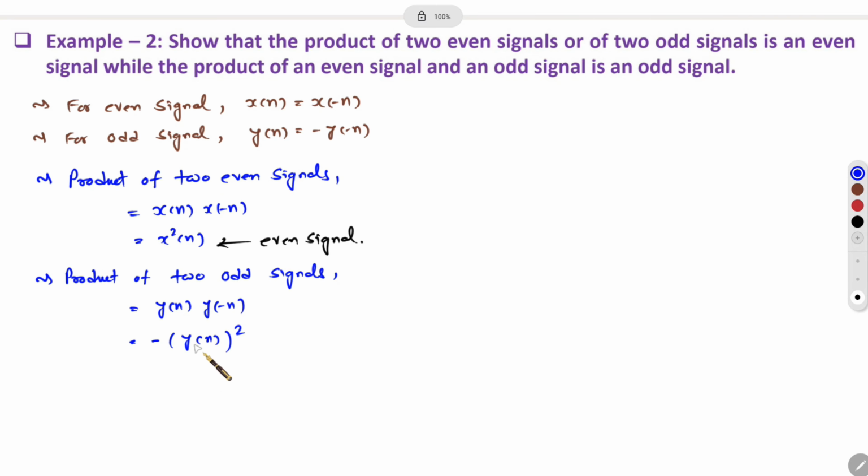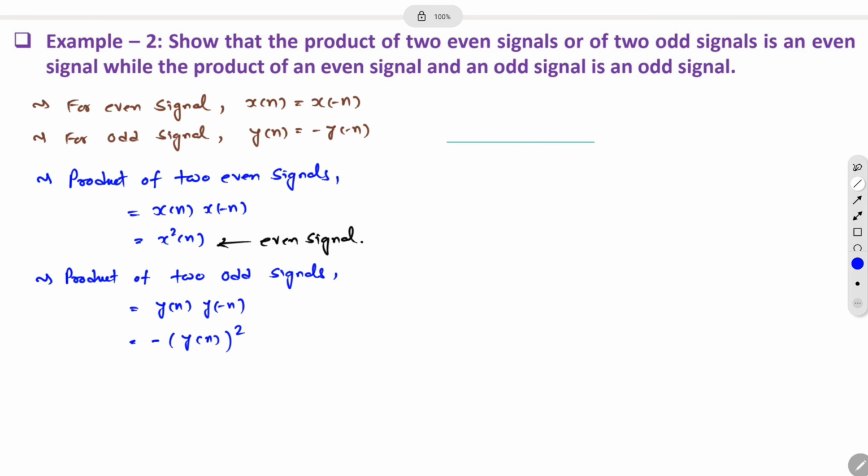One should know that y of n whole square is an even signal. And here we have a minus sign, which means this will be an even signal only. The reason is that the square of an even signal will be an even signal, and the square of an odd signal should also be an even signal. Let me explain this graphically. Let me show one analogy over here.